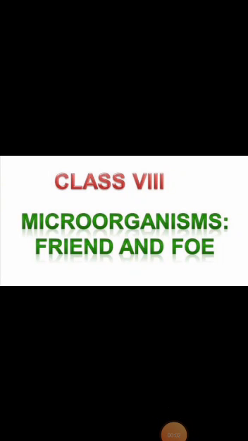Hello children. So today we are going to learn about the second chapter of biology, that is microorganisms, friend and foe. So far we have learnt of living organisms, that is plants and animals. Apart from plants and animals, there are other living organisms which we cannot see through our naked eyes, as they are very small. These are called microorganisms or microbes. They can be seen only by using a microscope.